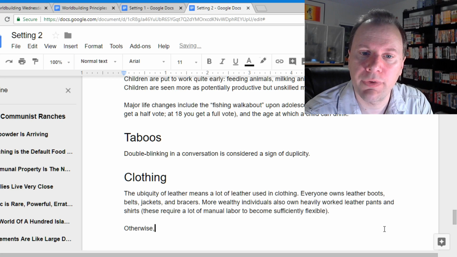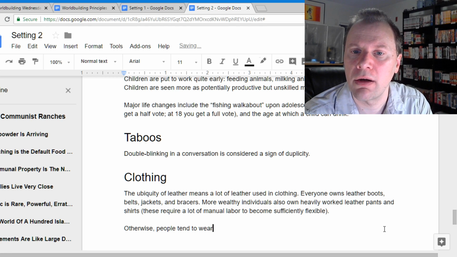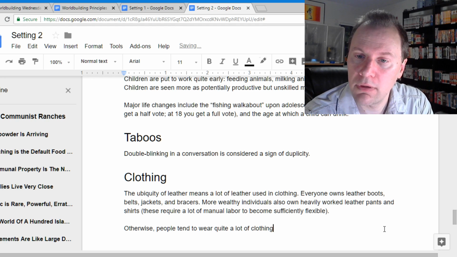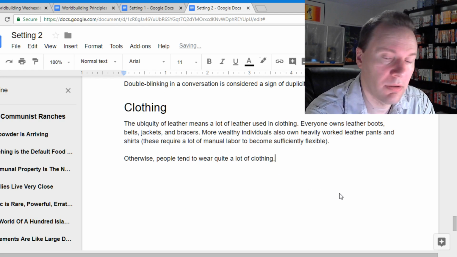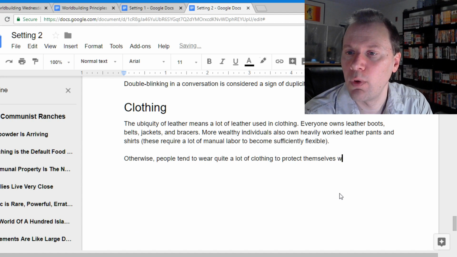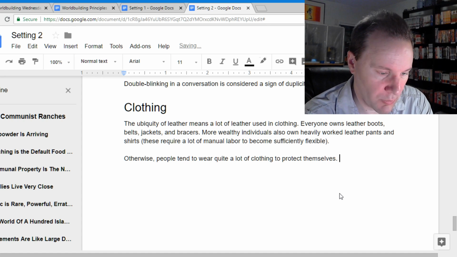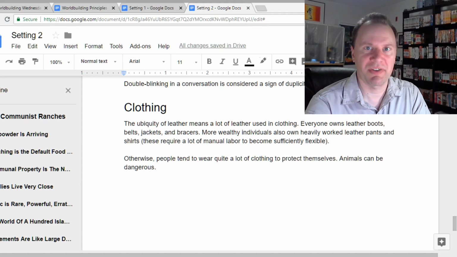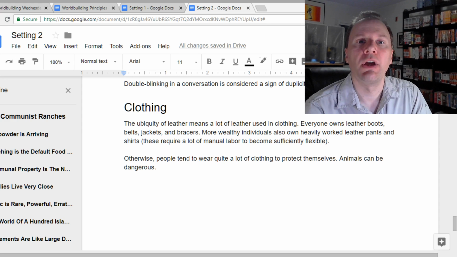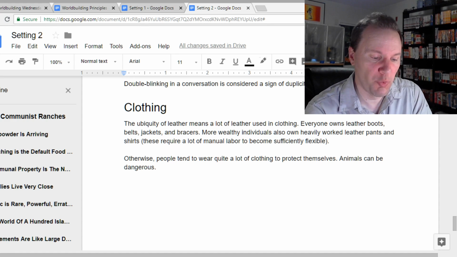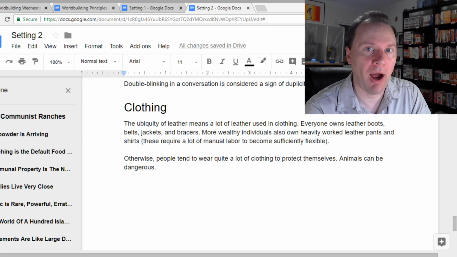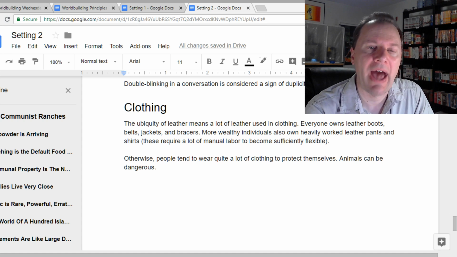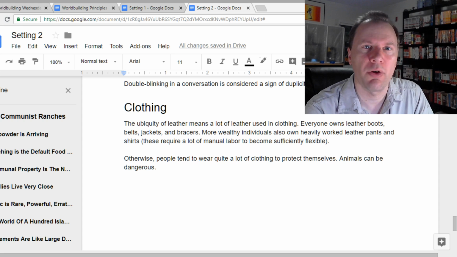Otherwise, people tend to wear quite a lot of clothing to protect themselves when, we'll just say, animals can be dangerous, right? If you're dealing with whatever the equivalent of cattle and horses and pigs and sheep, you really want layers between you and their hooves and their bodies. And also, let's be honest, the mud and stuff like that. So people are going to be pretty heavily clothed, I think.